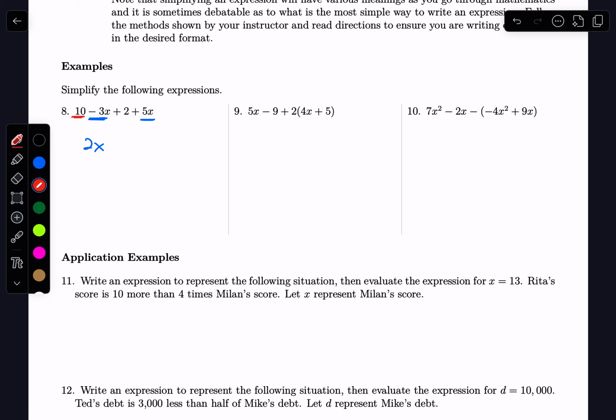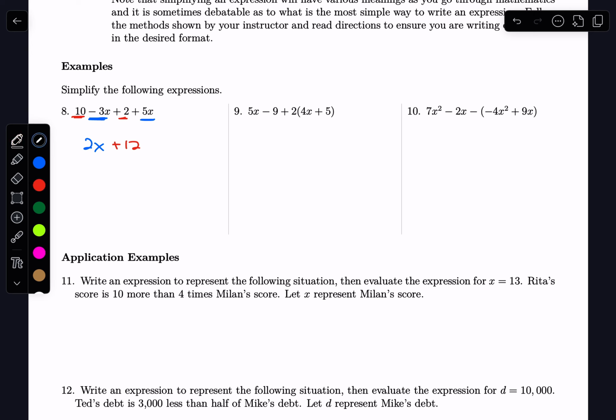And along with this, we also have that 10 and 2 are like terms because neither of them has a variable. So they are both constants, which are automatically like terms. 10 plus 2 is 12. So I would say 2x plus 12. Notice that I did not write 12 plus 2x, okay?